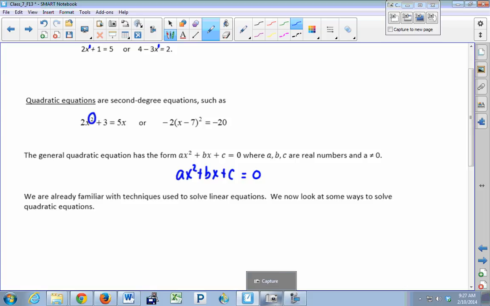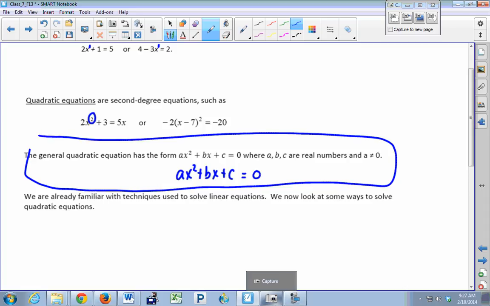Do you know why we say a cannot equal 0? This is the definition of a quadratic. So why do we say a can't be 0? Yep, Kaylin? Right, if a were 0, this would go away, and what kind of equation would I have sitting there? Linear, right? So b can be 0, that's okay, c can be 0, but a has got to be a real number. Okay, that's the condition.